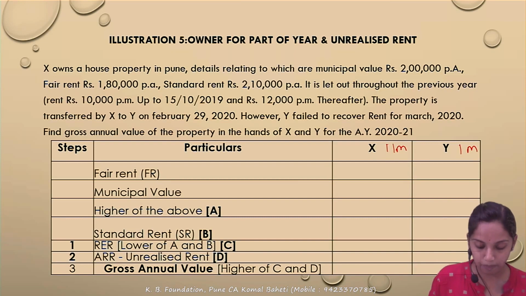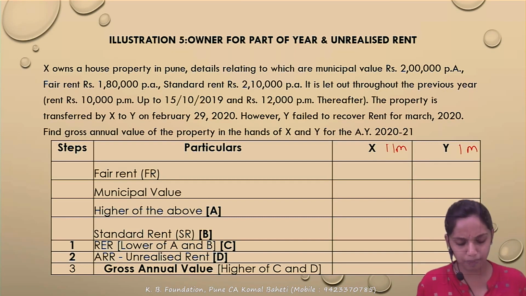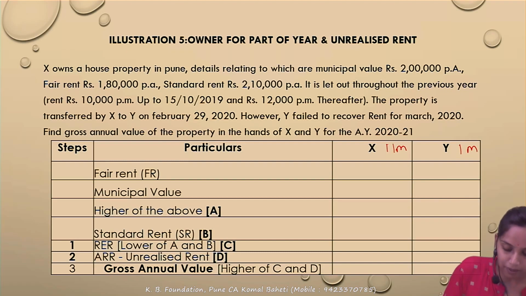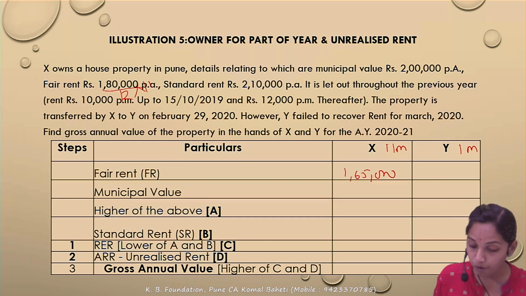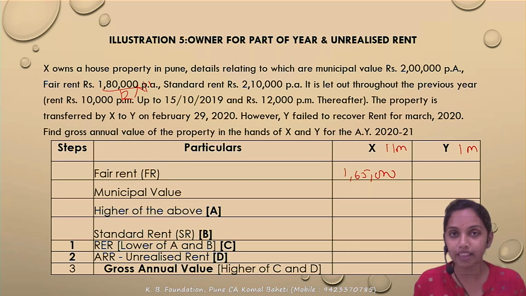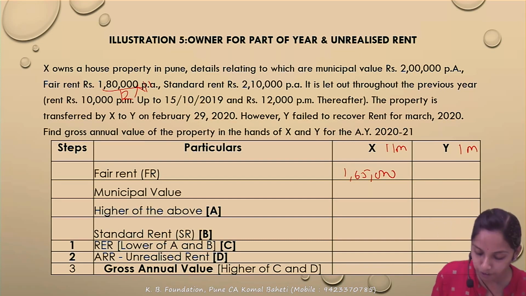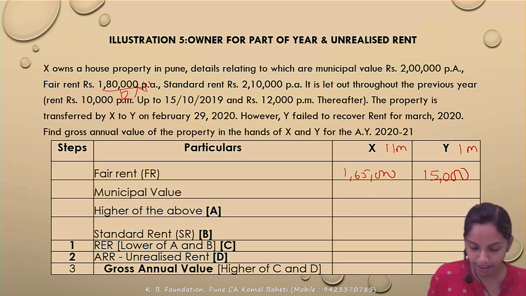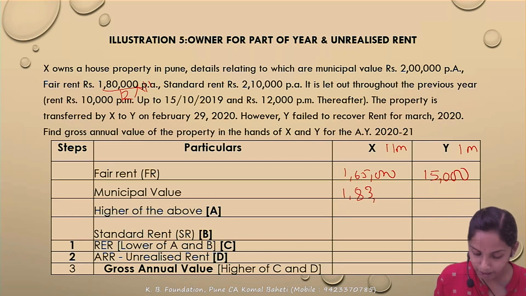So how will we calculate the fair rent for the part of the year? It's very simple. You have an annual figure of the fair rent 1,80,000. So divide by 12, multiply by 11. So it comes to 1,65,000. Correct. And Y is the owner only for 1 month. So the fair rent is to be taken only for 1 month. Next, the municipal value. The municipal value is to be taken for the 11 months for X.